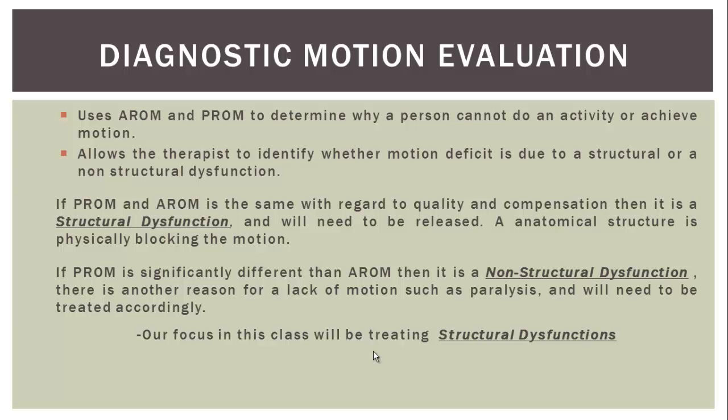If passive range of motion is significantly different than active range of motion, then it is a non-structural dysfunction. There is another reason other than an anatomical thing blocking that range of motion. A reason that someone might have a non-structural dysfunction could be paralysis. And our treatment will be different. It will not include release, but it will be a different type of treatment to try to restore quality range of motion. And in this class, we will be focusing on treating the structural dysfunctions.